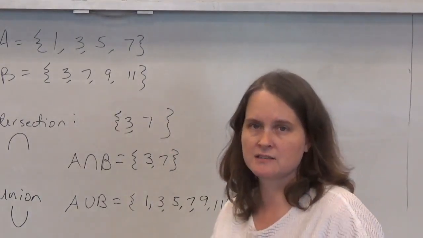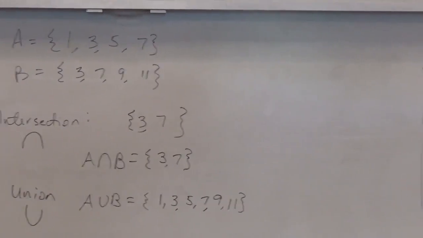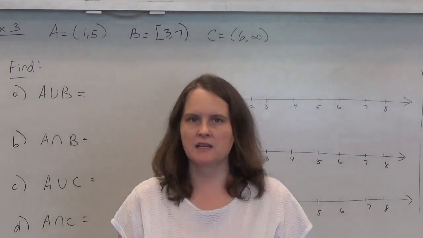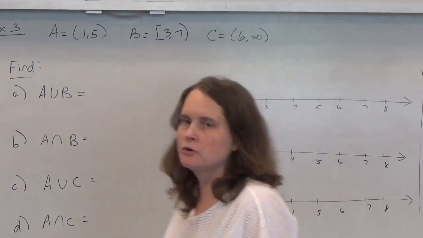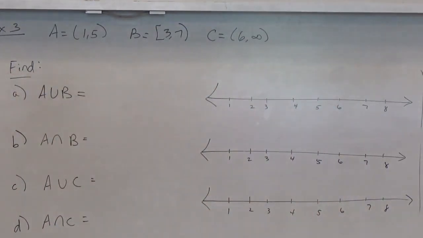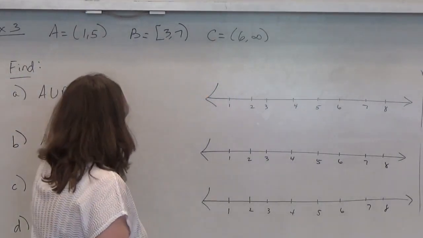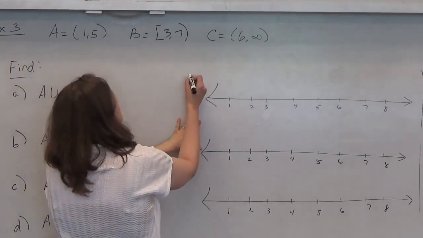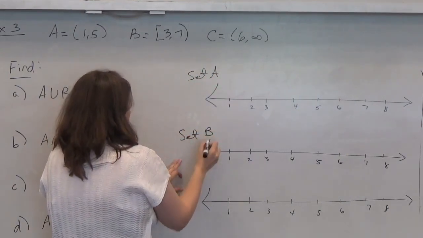All right, so let's go on to the next example in the notes. For example 3, we are asked to find each of the following sets, and we're asked to write our answers in interval notation. I have drawn number lines to help us through this. So these are the original sets A, B, C, and they are given to us in interval notation. So I'm going to graph set A on this first graph, set B here, and set C here.